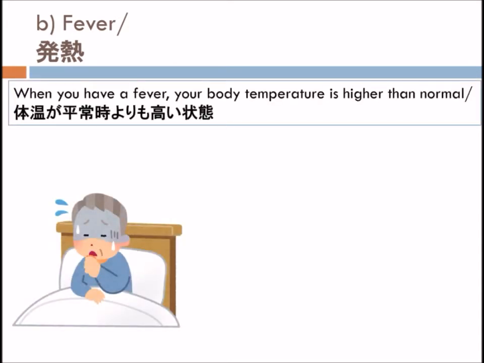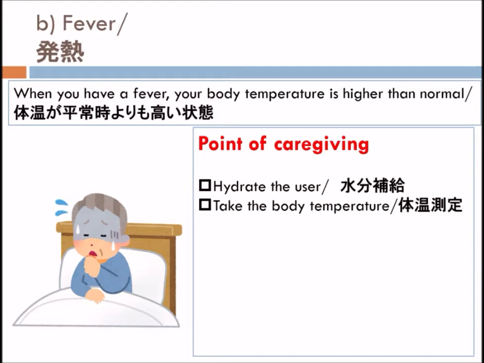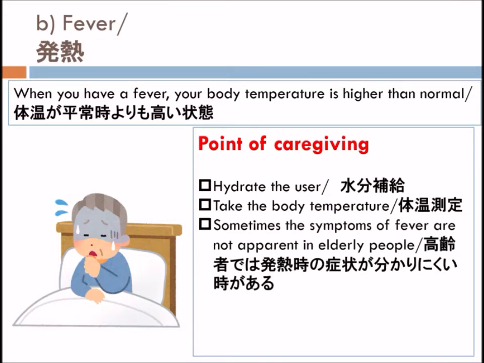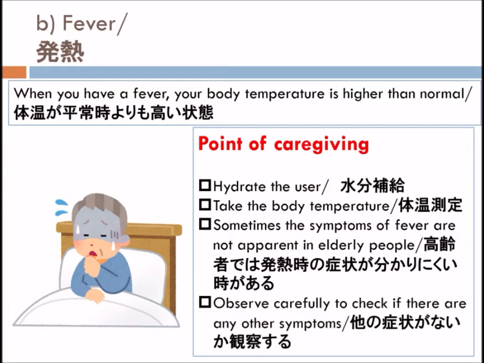When you have a fever, your body temperature is higher than normal, caused by infectious diseases, inflammation, dehydration, etc. Symptoms are high fever, flushed face, lack of energy, lack of appetite, etc. Point of caregiving. Hydrate the user. Take the body temperature. Sometimes the symptoms of fever are not apparent in elderly people. Observe carefully to check if there are any other symptoms.